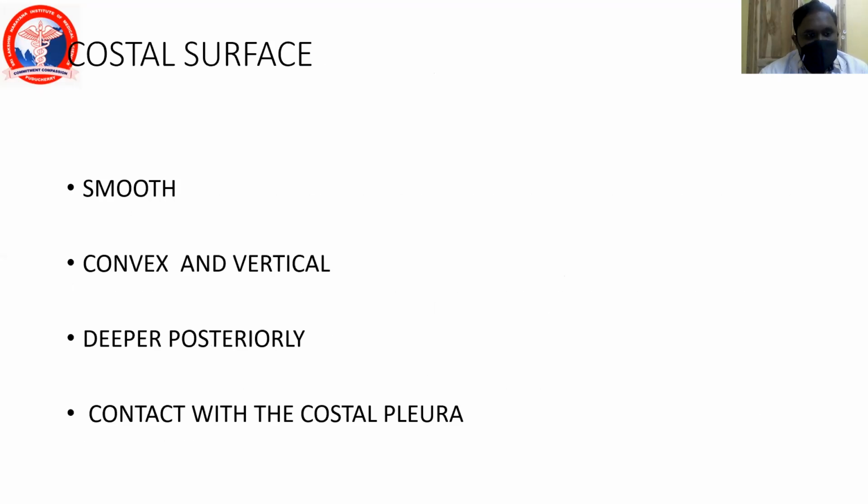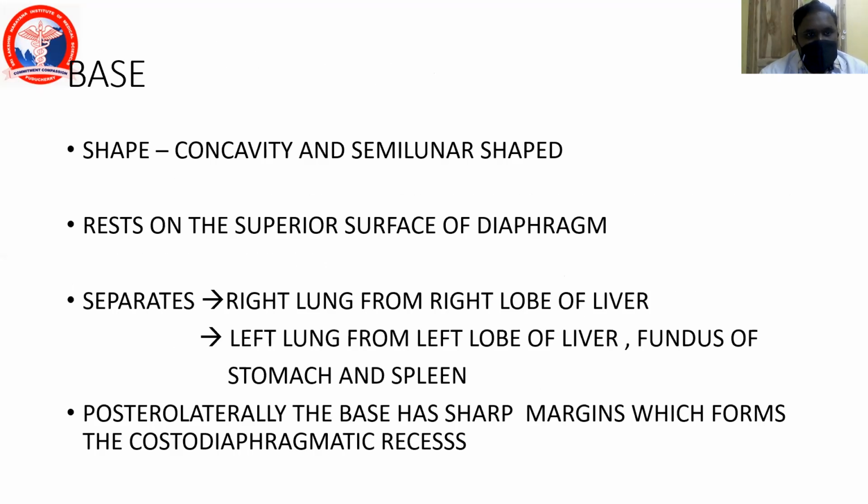Costal surface is smooth, convex and vertical, deeper posteriorly, in contact with the costal pleura. Base: concave and semilunar in shape, rests on the superior surface of the diaphragm, which separates the right lung from the right lobe of liver, and the left lung from the left lobe of liver, fundus of the stomach and spleen. Posterolaterally, the base has a sharp margin which forms the costodiaphragmatic recess.